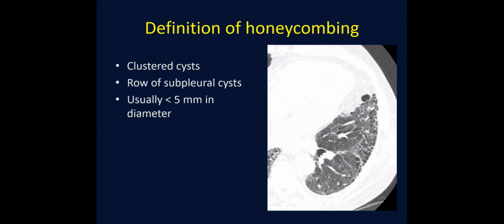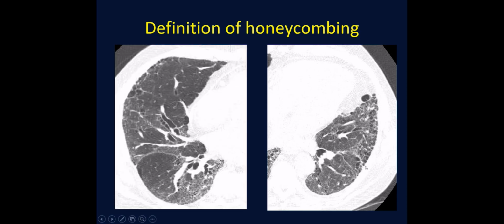Now, the definition of honeycombing we have to be careful of. It is defined as clustered cysts or a row of subpleural cysts that are usually less than 5 millimeters in diameter. Sometimes you have a single row, as in these two cases. Sometimes you have multiple layers of cysts.